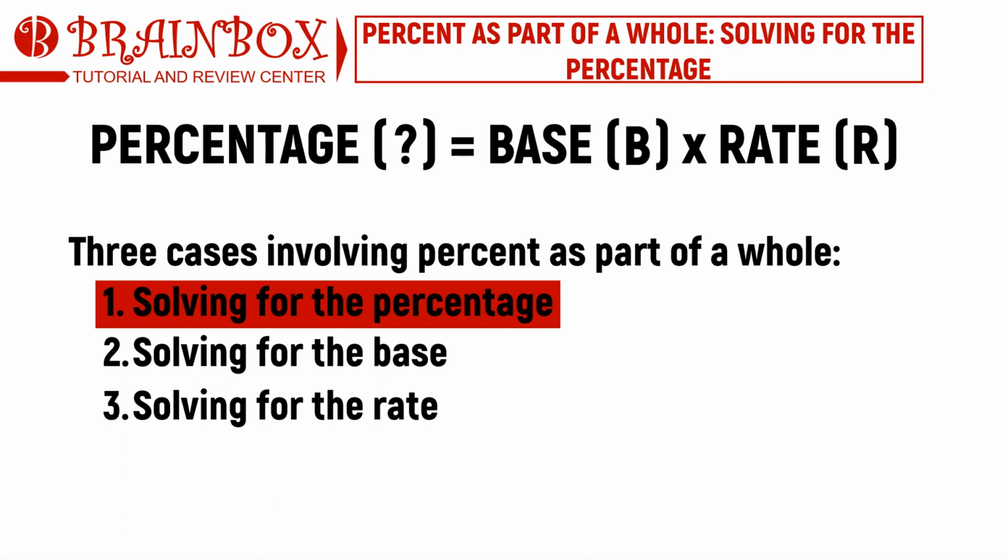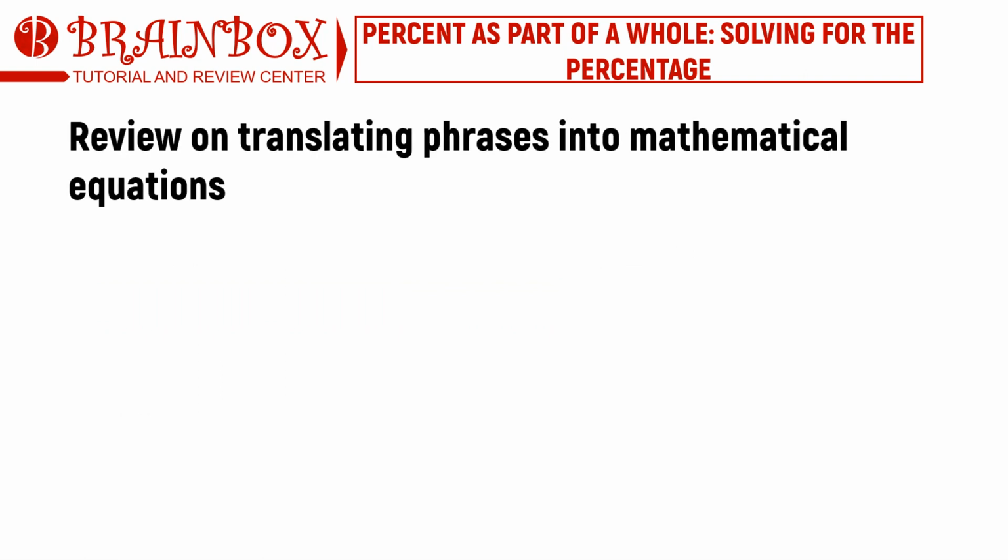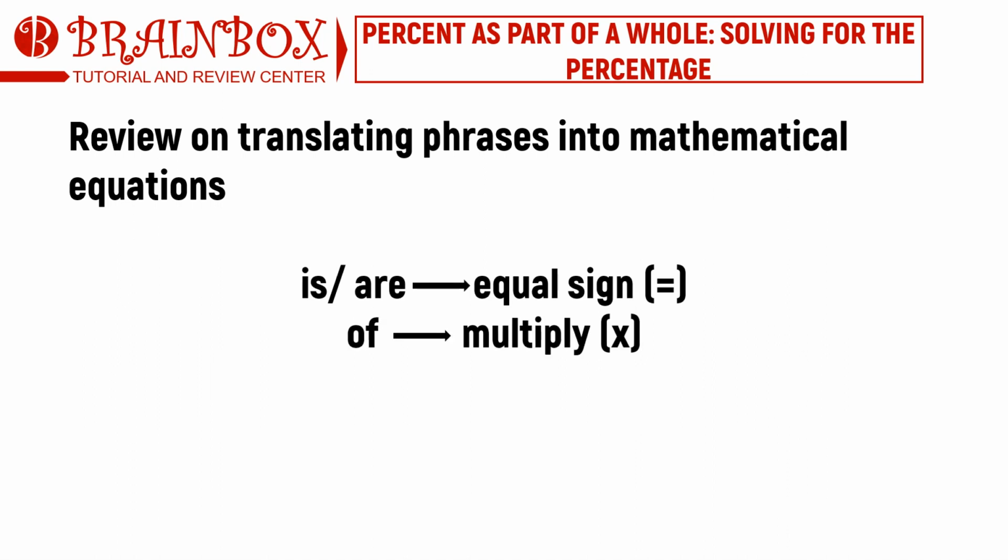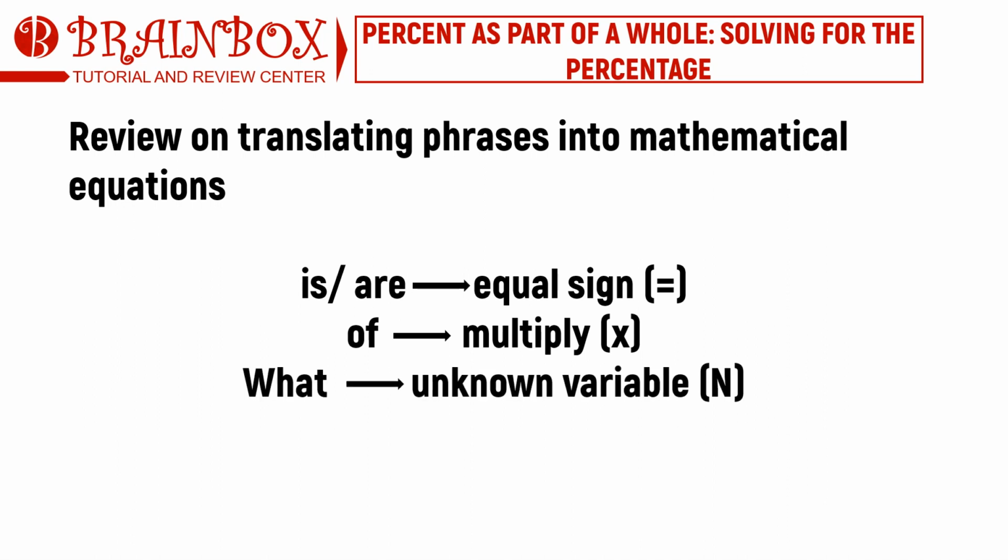In this lesson, as with the other 2 cases, we will need to translate phrases into mathematical equations. As a review, recall that there are some words that provide us clues as to what operations or mathematical symbols are being described. In this discussion, the common clue words that we need to familiarize ourselves with are the following. Is, or, are, means there is an equal sign. Of, means that the operation is multiplication. What, implies that it is the unknown variable that we are looking for. Let's place n as our variable.